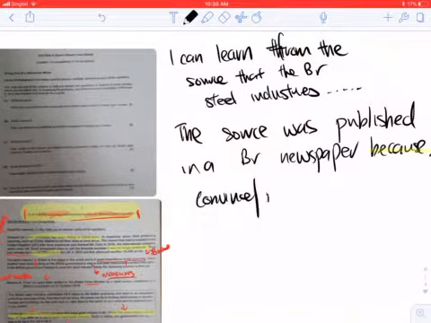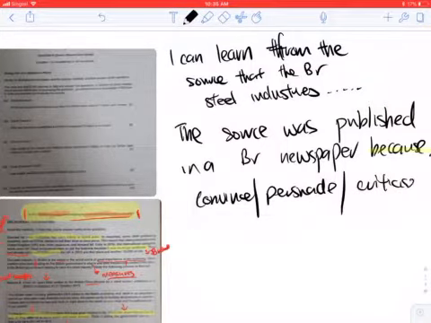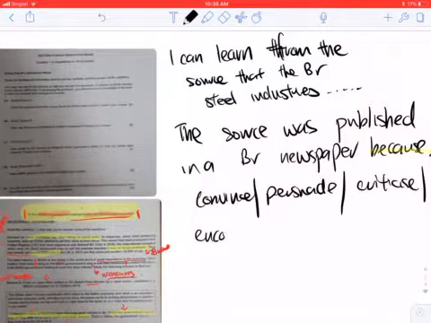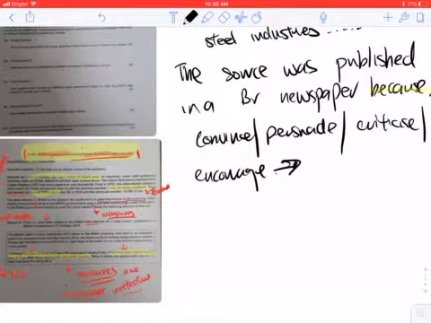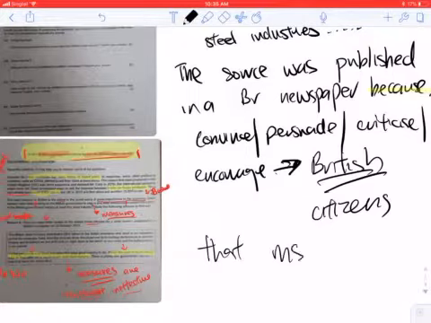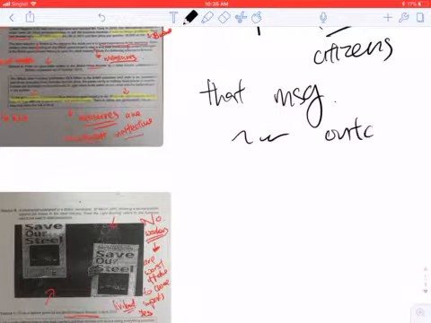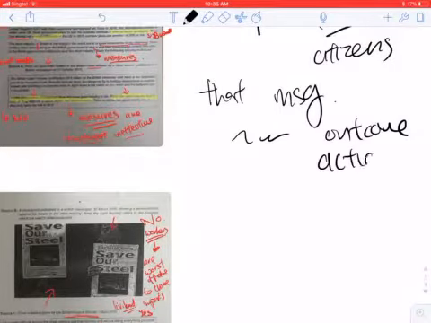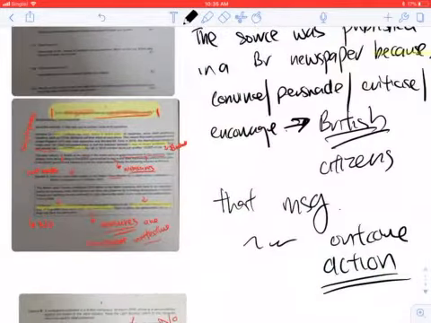Convince, persuade, criticize, encourage, all these strong action verbs, okay? Then specific audience, so the British or the citizens. Then okay, message, and then outcome means action, change in action, change in thinking, change in action. So answer exactly to the question.